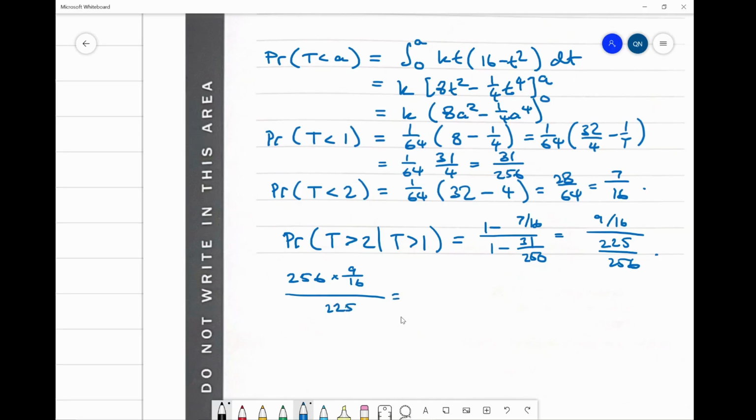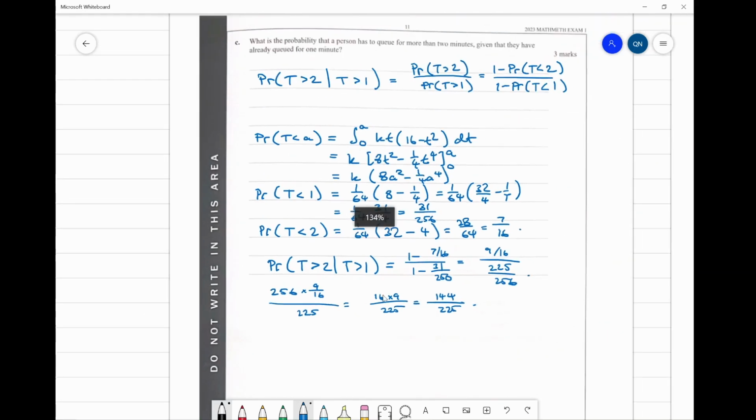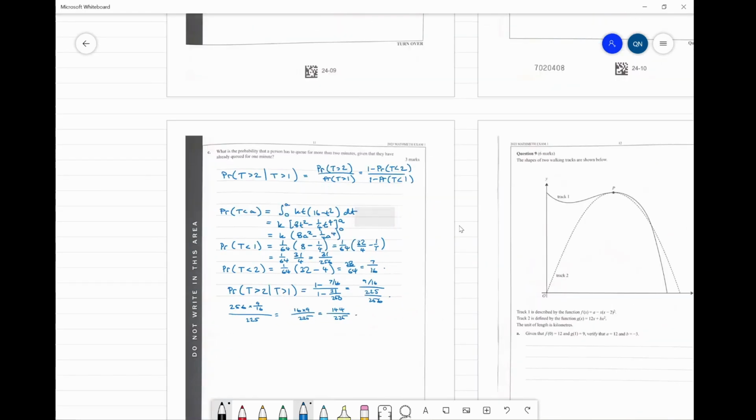256 goes into... 16 goes into 256 16 times. I did the calculation in the first recording, so I kind of remembered that, but you can just probably divide it by hand if you really want to. So this is 16 times 9 over 225, and 16 times 9, I'm pretty sure that was 144 over 225. Right. I don't think you can simplify it further than this. Maybe you can, but I can't be stuffed thinking about how to divide big numbers. So I'll keep it like that.